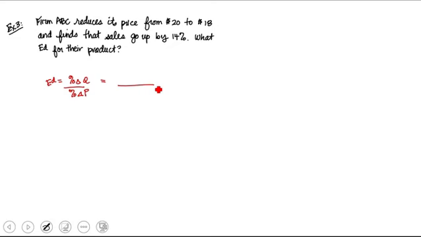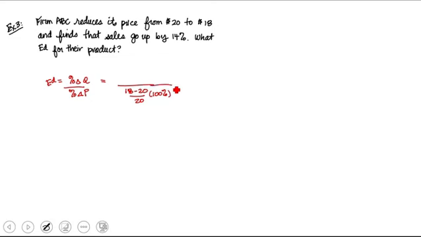price goes down, from 20 to 18. So I need to use that new equation, new minus old over old. So my new price is what? 18, good, minus 20 over 20 multiplied by 100%. Everyone got that part right?